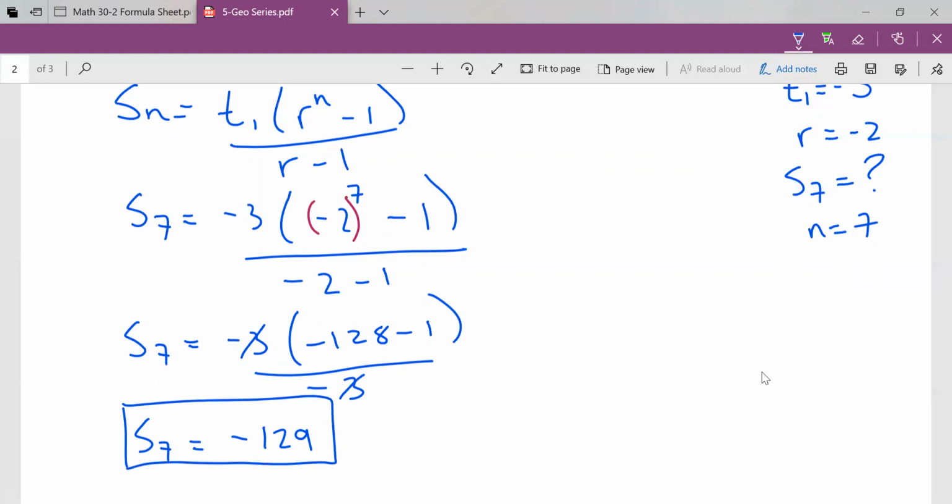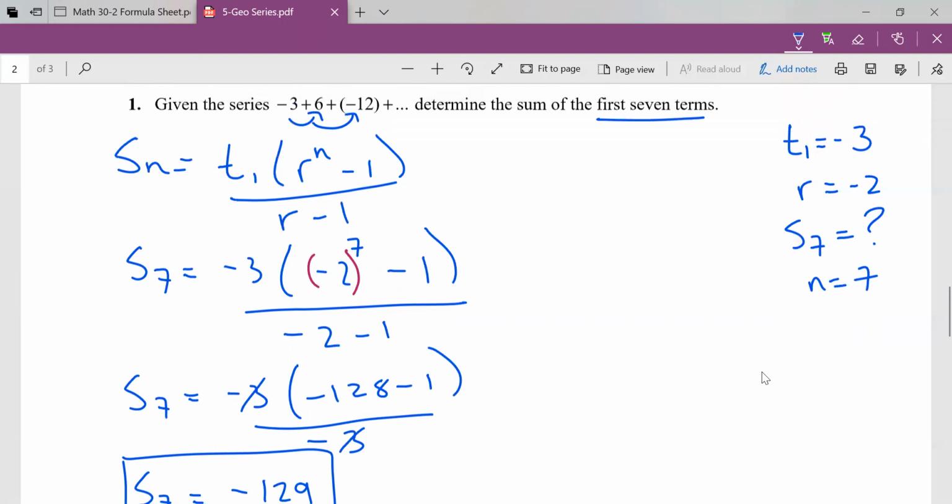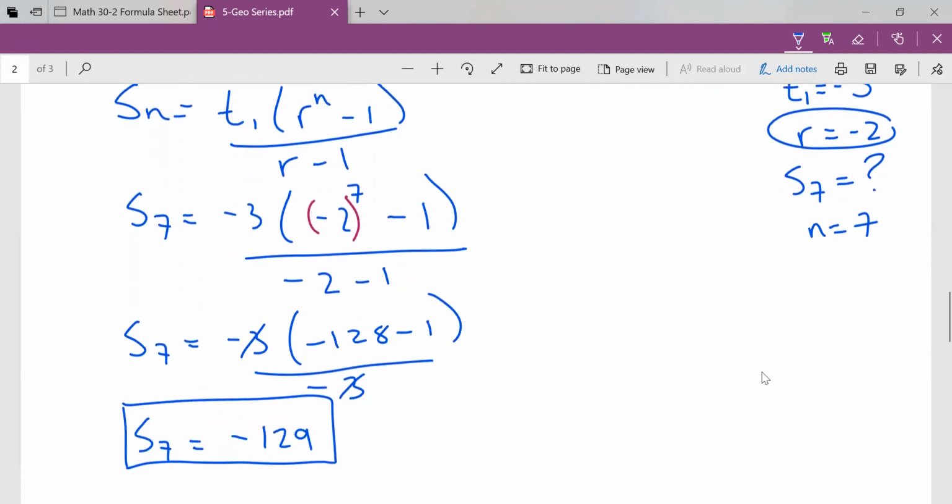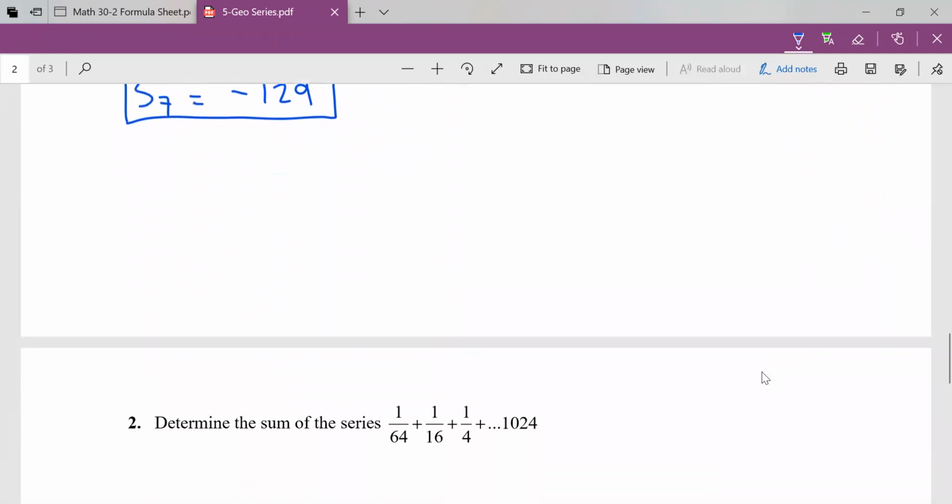All that means, again, is that there's more negative terms in our sequence than there were positive terms. That's it. Okay. So again, when we're looking at these things, just be careful that if the ratio is negative, if we're alternating signs like that, that your ratio over here includes that negative. There it is.